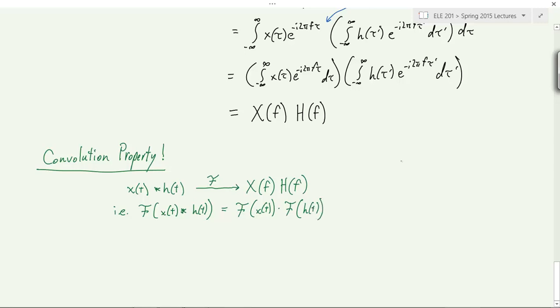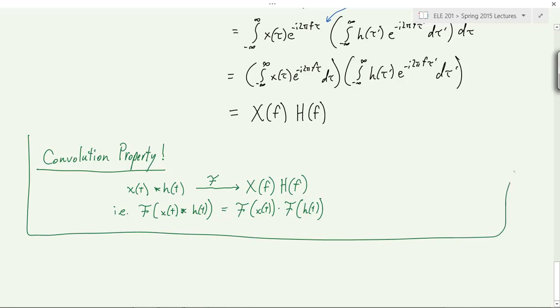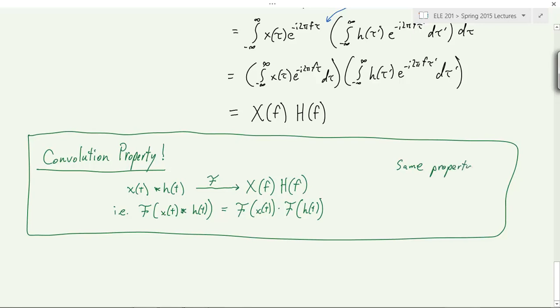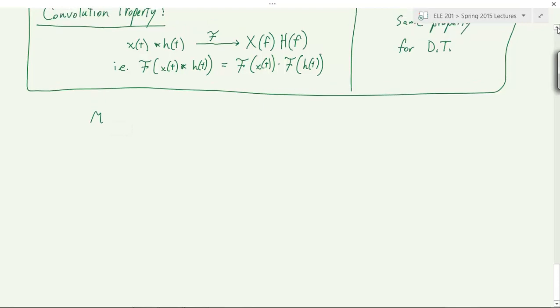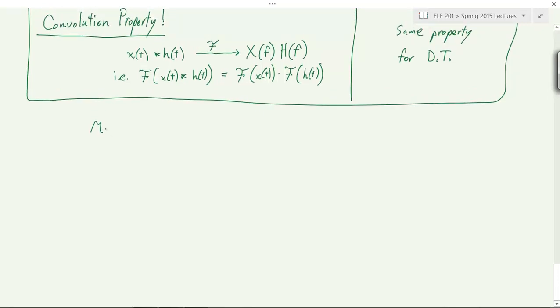Okay, by the way, the same property holds in discrete time. So you could go through the exact same derivation with sums. So this property is for both discrete time and continuous time Fourier transform. And like I said, it's our most important property of the Fourier transform. Let's try to internalize what this is really saying. So what it means is that, let me write that it's the most important.